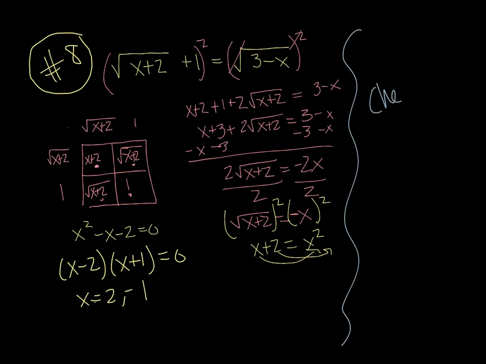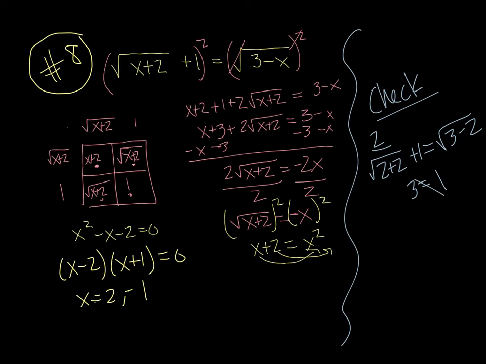let's go ahead and check positive 2 first. If we plug in positive 2, we get the square root of 2 plus 2, and then plus 1, equals the square root of 3 minus 2. So we end up with the square root of 4, which is 2. 2 plus 1 is 3. 3 minus 2 is 1. The square root of 1 is 1. So that does not work out.